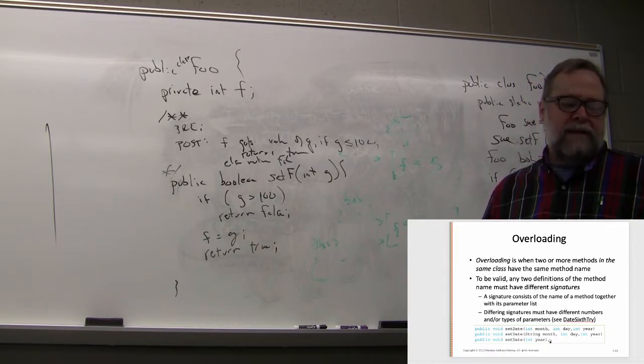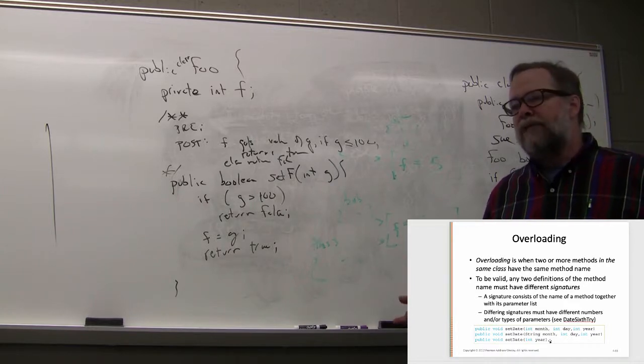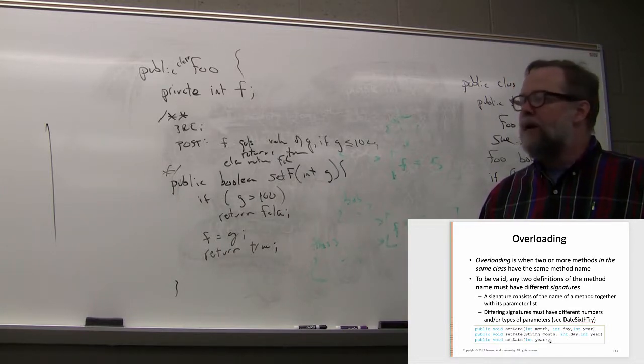If the signatures are the same, then it won't compile. Java will say, you've already defined a method with that signature. You can't have two methods with the same signature.